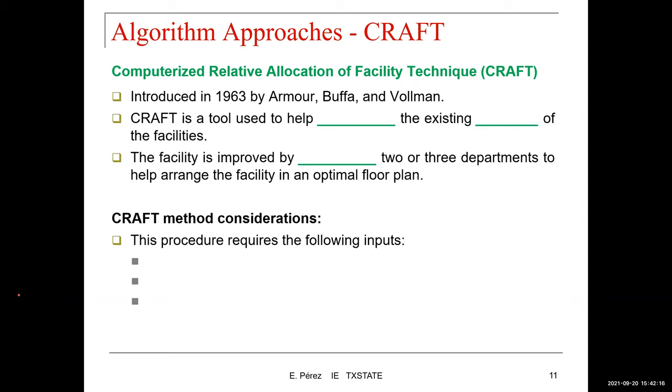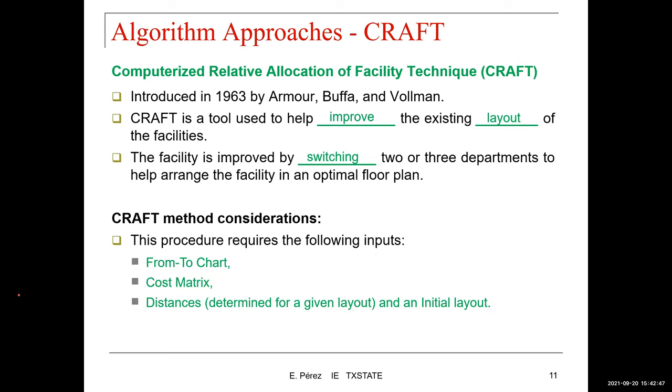This algorithm was introduced in 1963 and it's still being used for designing facilities. And CRAFT is a tool used to help improve the existing layout of the facilities. Facilities are improved by switching two or three departments to help arrange the facility in an optimal floor plan. This Computerized Relative Allocation of Facility Technique requires the following inputs. As I mentioned, we are going to use information about the from-to chart, the cost matrix, and the distances.